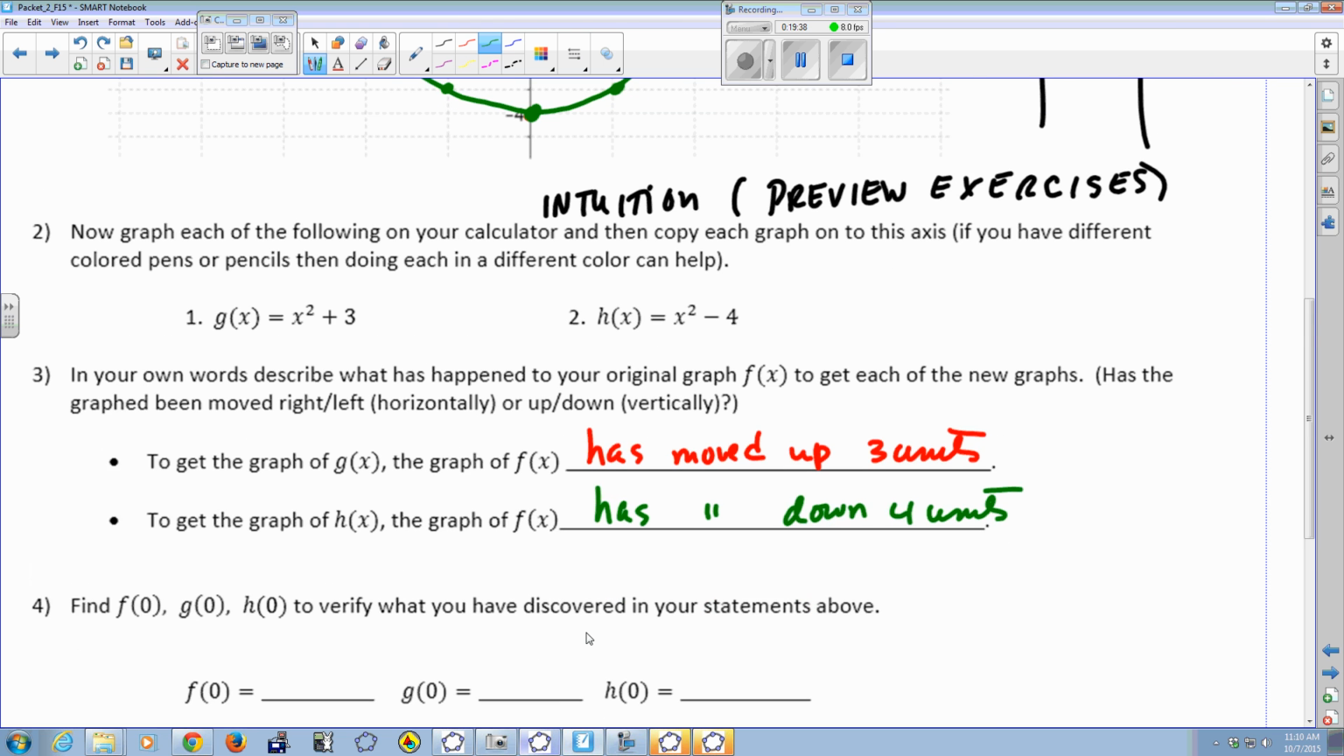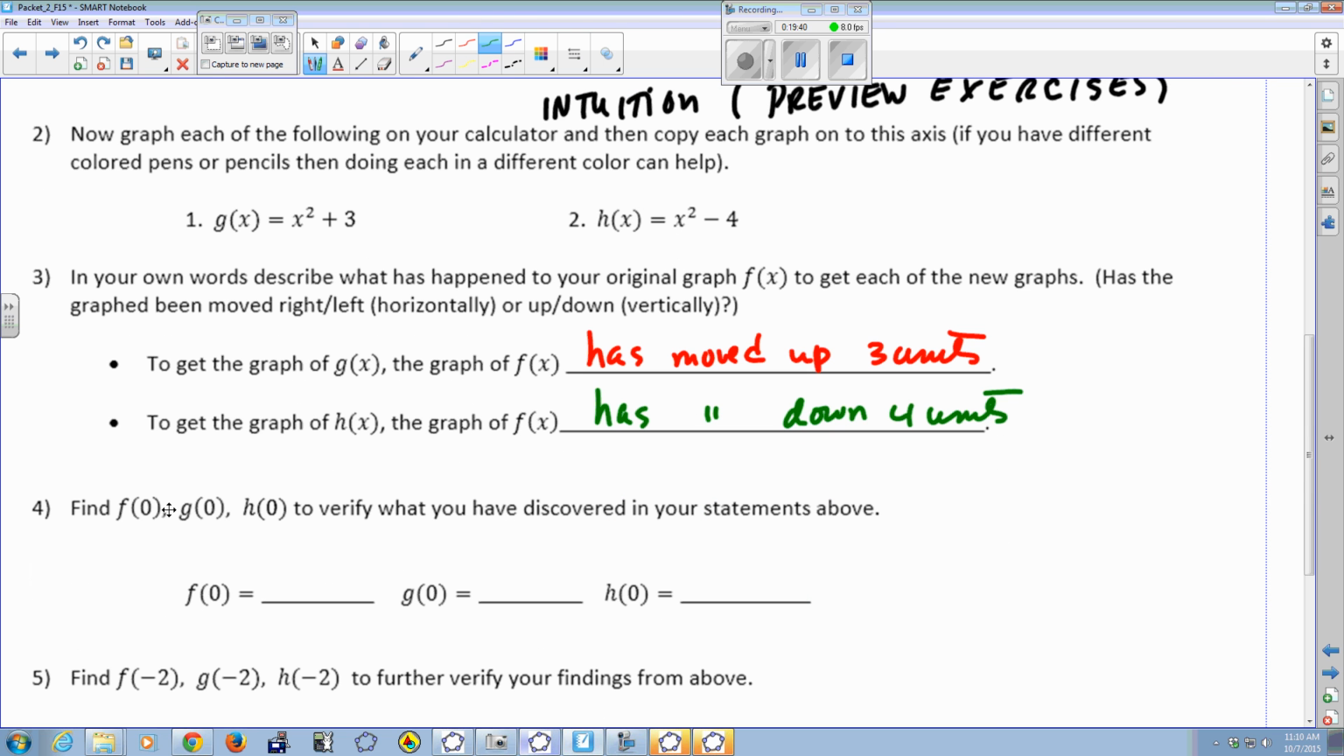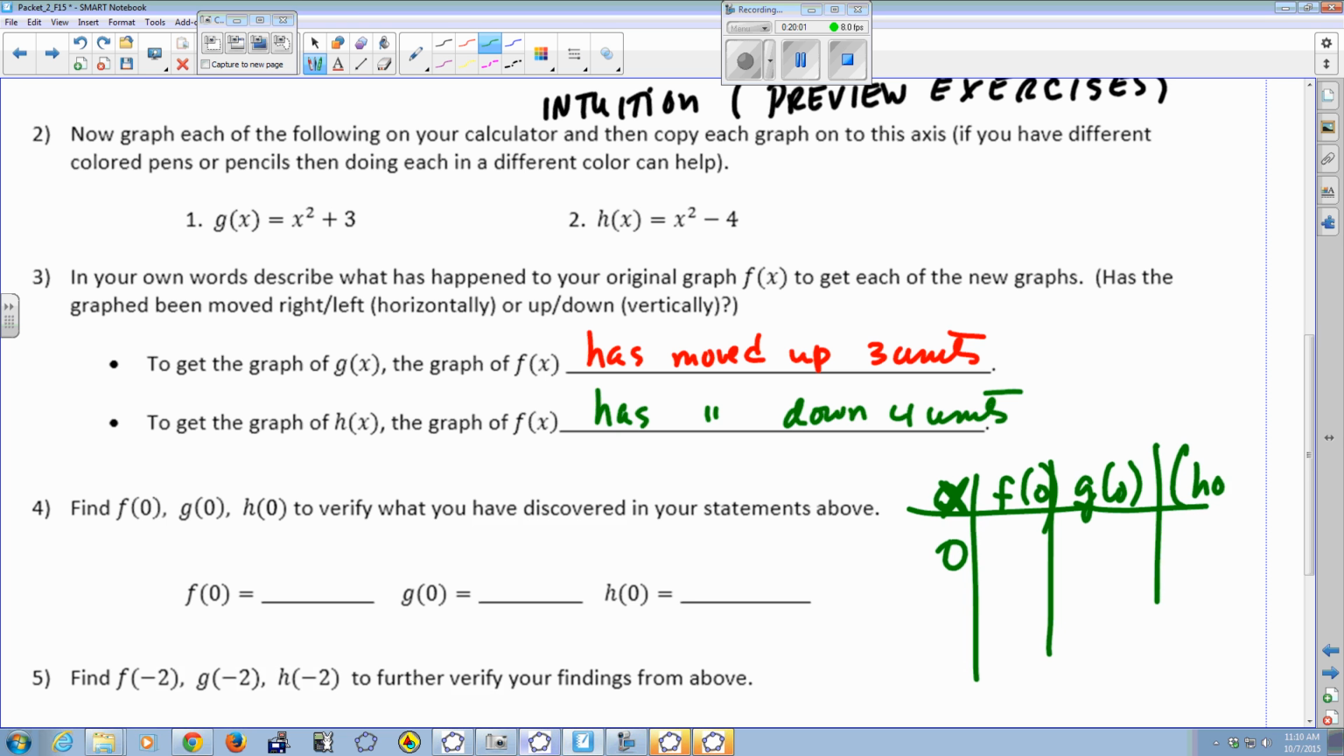Now we're going to verify this. Notice that in each of these 3, f of 0, g of 0, h of 0, our x value has remained the same. It's 0 for all of these functions. So if you were doing a table, it would look like this. Here's your x value. It's 0. We want to know f of 0, g of 0, and h of 0. That's what we're finding. Okay?